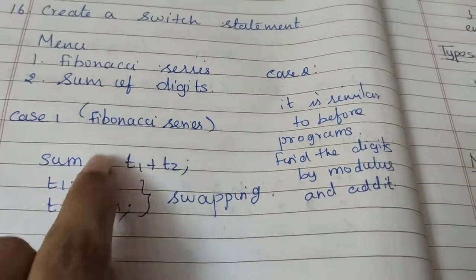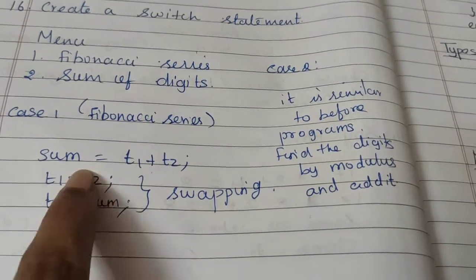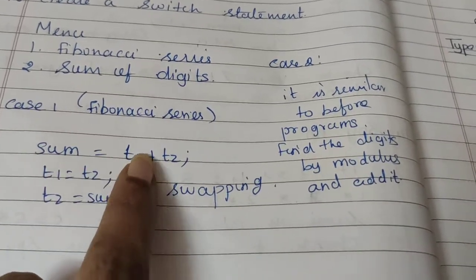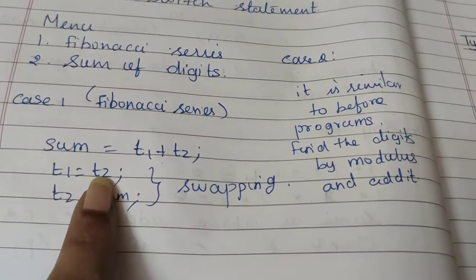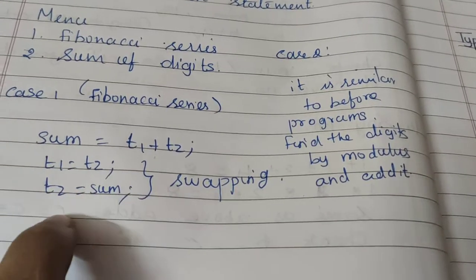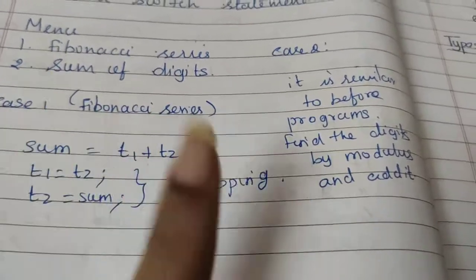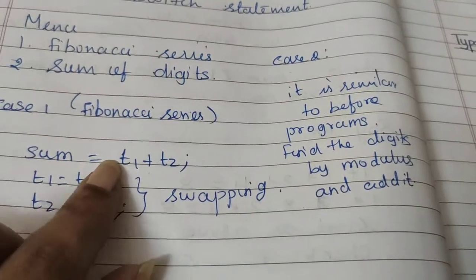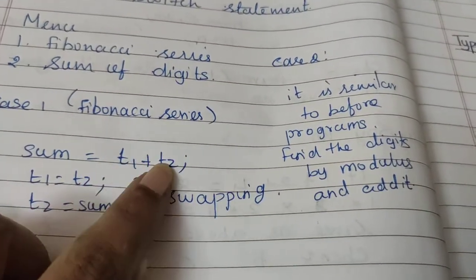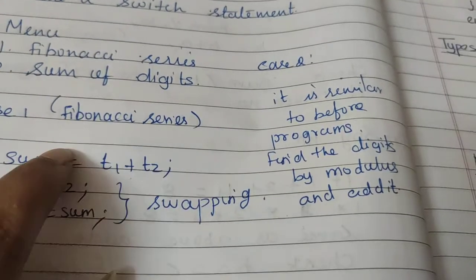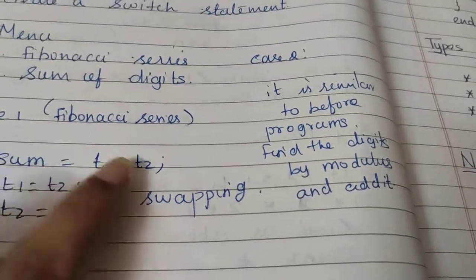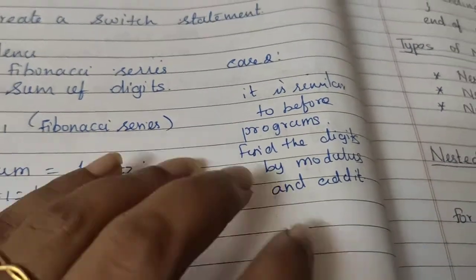For the Fibonacci series we have to add the two consecutive numbers. So sum is equal to T1 plus T2, and T1 is equal to T2. We are swapping it. By swapping only we keep on adding the two consecutive numbers, and here initially T1 will be 0 and T2 will be 1. We will initialize it first itself, and then only we go to this process.